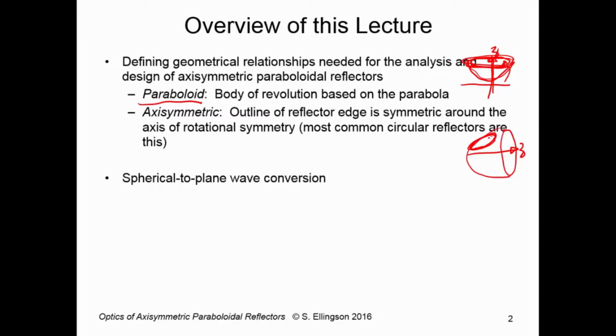So the topics we'll cover here are spherical to plane wave conversion. This metric, which is commonly used to describe all kinds of reflectors that are based on paraboloids, that is f over d. And then angle to rim, which we'll call theta naught in this and future lectures. So f over d and theta naught are the two parameters that are commonly used to describe axisymmetric paraboloidal reflectors.